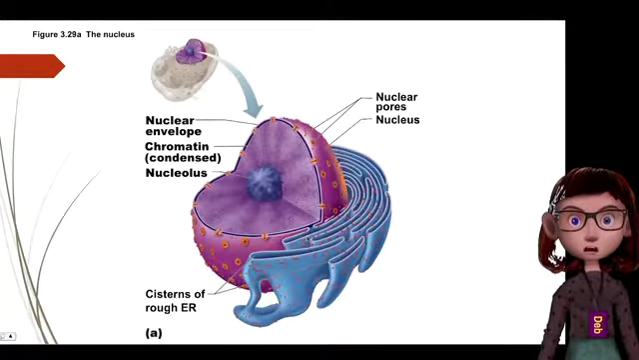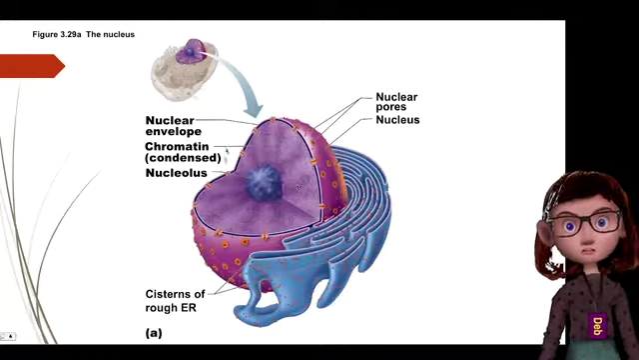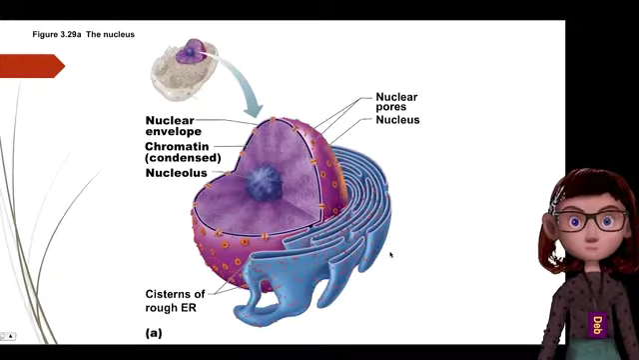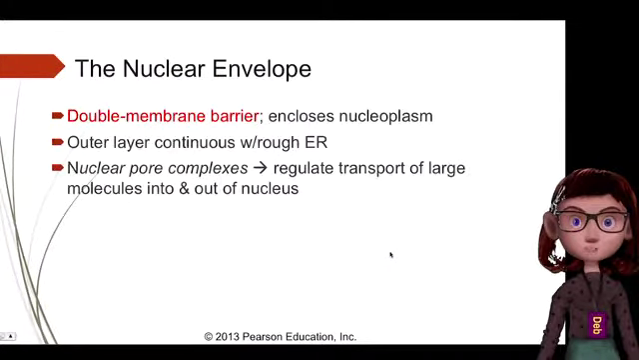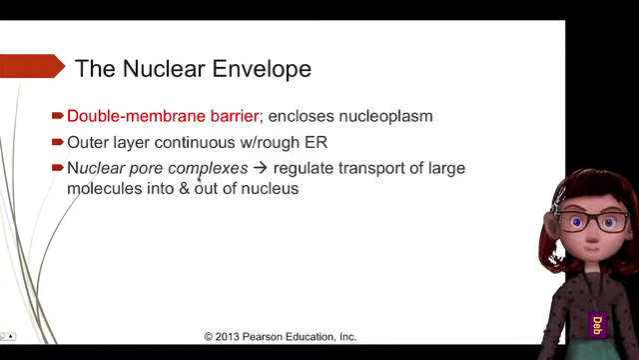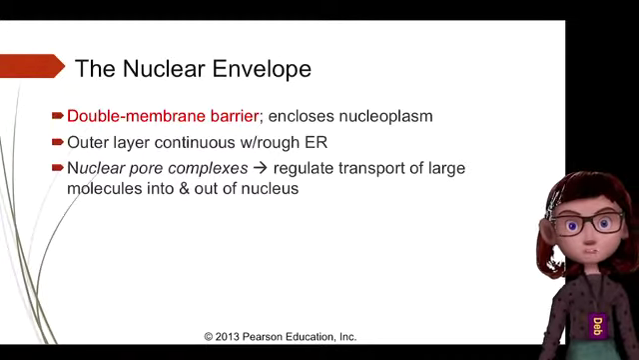And this is showing the nucleus. There's a double membrane nuclear envelope around it, and this is showing some of the rough endoplasmic reticulum that is around it. So, again, the nuclear envelope is a double membrane barrier that encloses the nucleoplasm, or the material inside the nucleus. The outer layer is continuous with the rough ER. There are also nuclear pore complexes that regulate the transport of large molecules such as RNA into and out of the nucleus. RNA actually just goes out of the nucleus, but other large molecules may need to get into the nucleus as well.